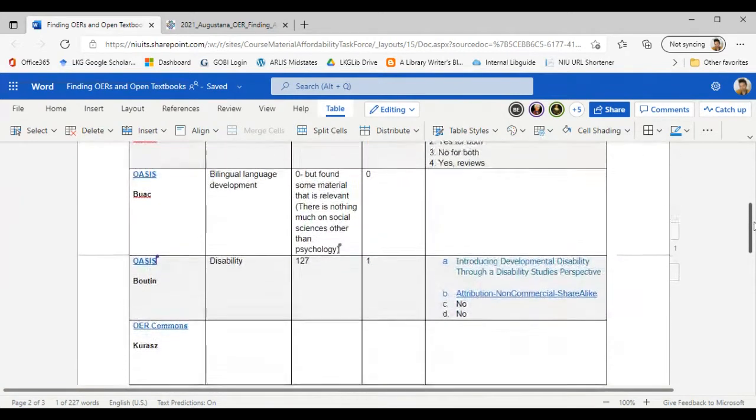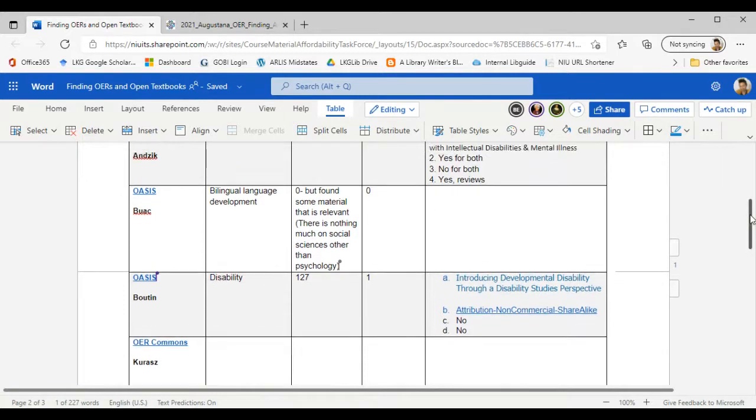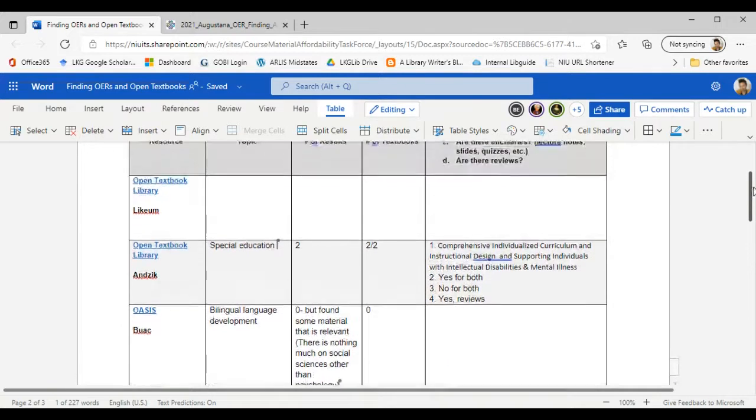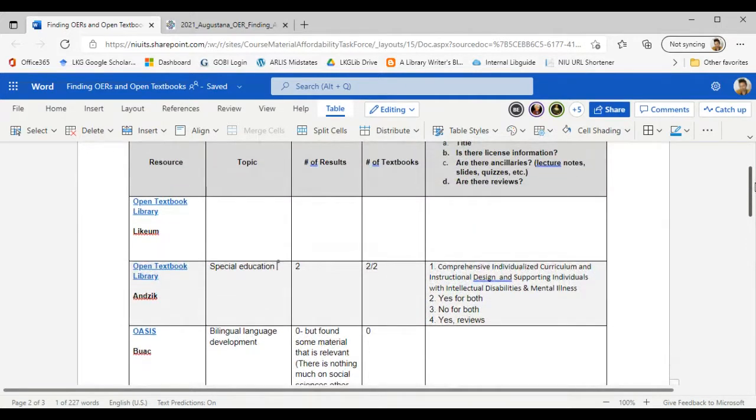So we'd like to hear from you about the experience of searching here. This is a very quick look at some of these sources. And looking at the chart, it varies a lot based on which particular resource you're looking at and what particular topic you're researching.